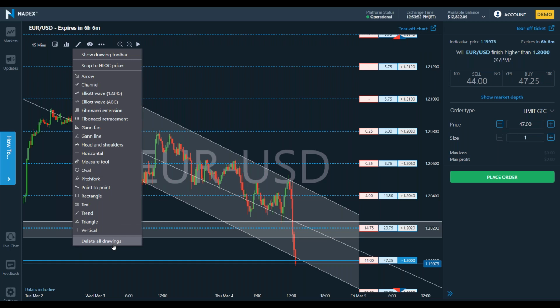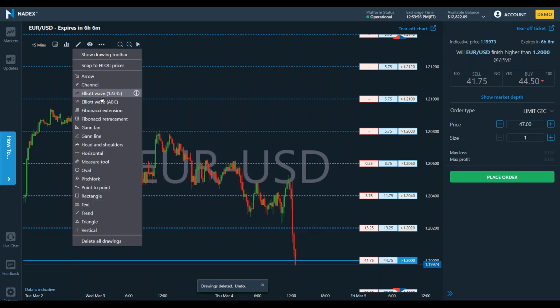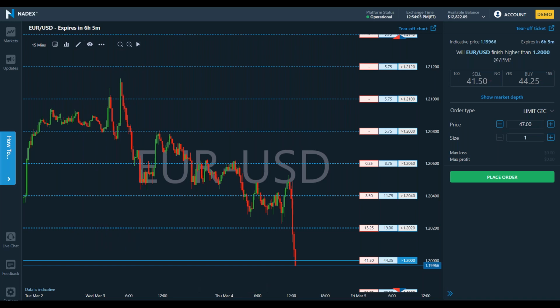Let's delete all drawings. And there is one other one I was going to show you, just because that said Fib. I was kind of curious what was going to show up. People do like the Fibonacci retracement. It is a drawing tool, and it gives you those retracement levels based on the Fibonacci ratio.